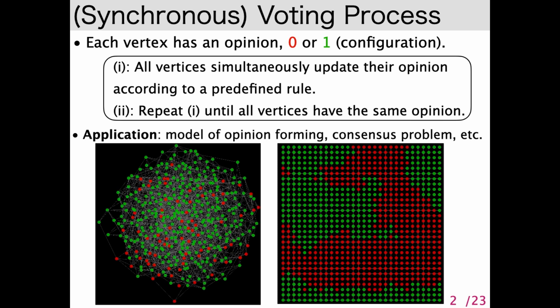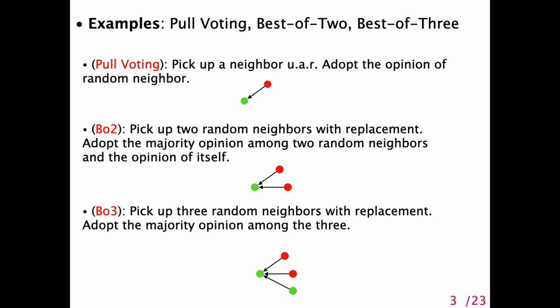There are many applications of voting process. For example, voting process is known to be an effective approach to the consensus problem in the area of distributed computing. Now let me introduce three examples: pull voting, best of two, and best of three. In pull voting, at each round, each vertex picks a neighbor uniformly at random. Then the vertex adopts the neighbor's opinion. In the figure, a green vertex picks a red vertex, so this vertex will turn red.